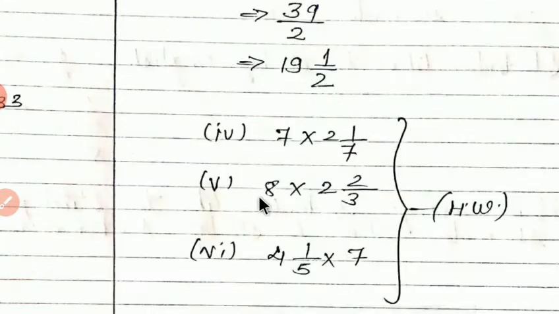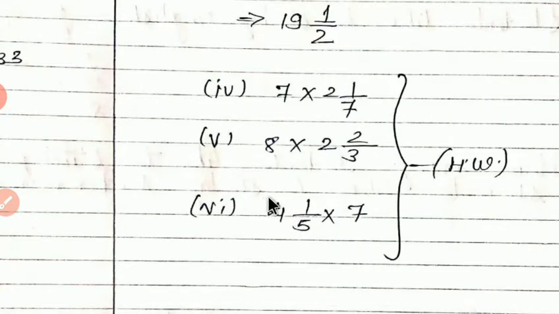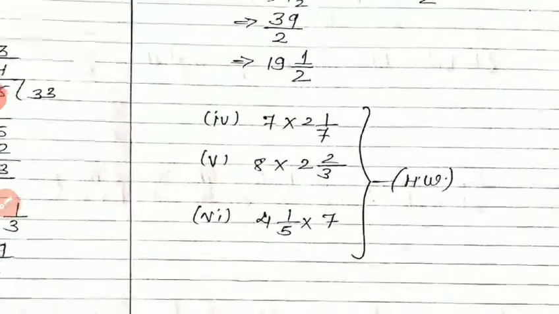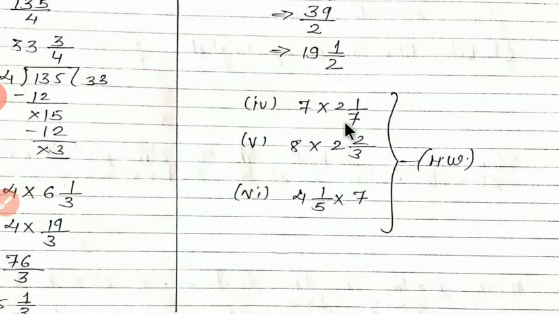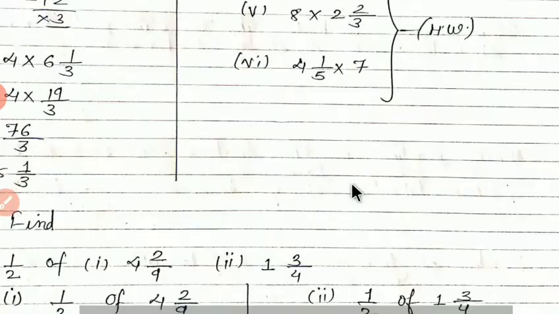Then question number 4, 5th and 6th. This one is left for you as your homework. You have to solve as per these three questions. First you have to change into improper fraction. After that you have to multiply with 7. Then again you have to change into mixed fraction.